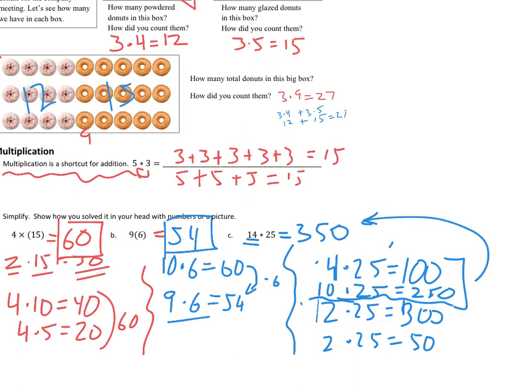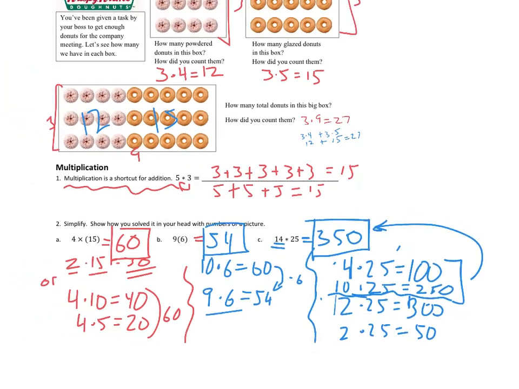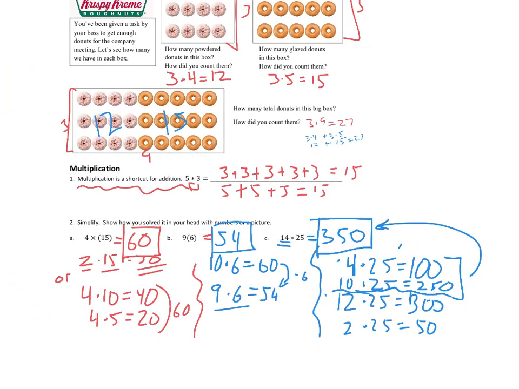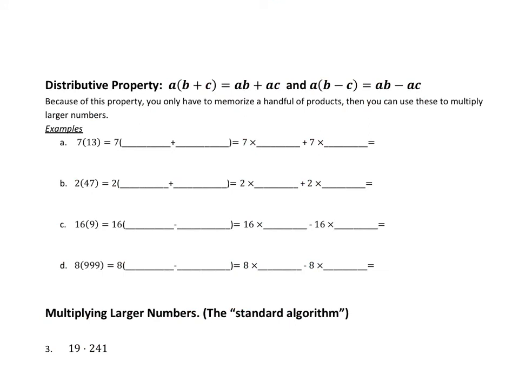Okay, so you find a way that connects things that you know and put them together. Break it down to simpler problems. So what we use there is a very important property called the distributive property. And the distributive property says this: if you have A times (B plus C), that's equal to AB plus AC. What does that mean? That means this. Here's what we just did.